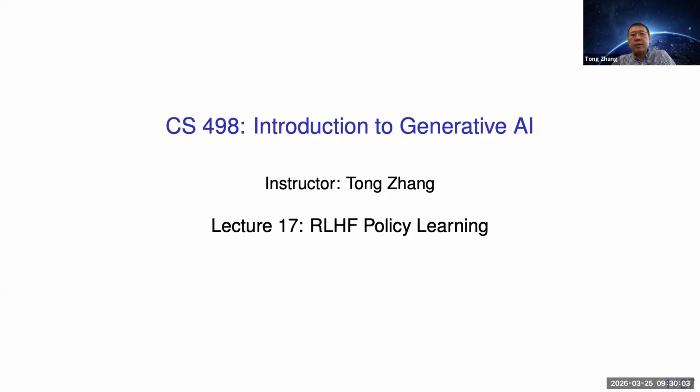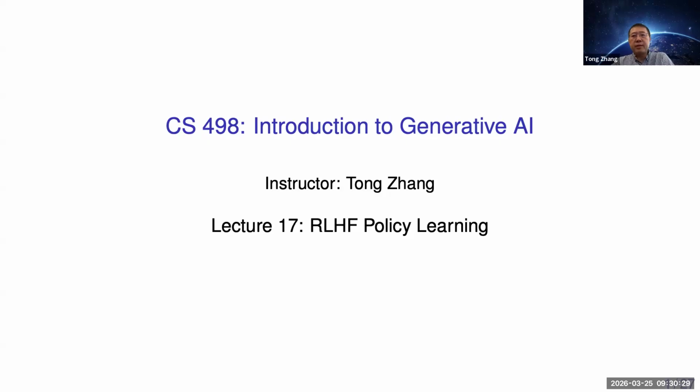Okay, so let's get started. So today we will talk about, again, reinforcement learning from human feedback. Last time we talked about reward modeling, and now we talk about policy learning. Of course, the goal of the reward model is really for the purpose of policy learning.